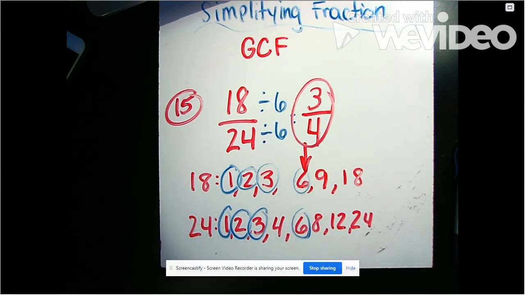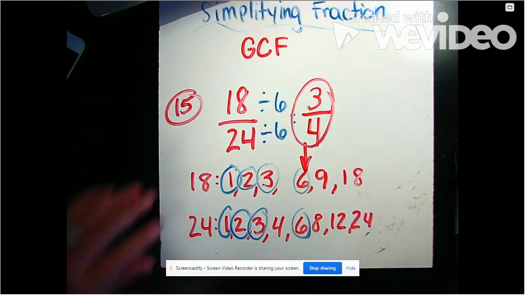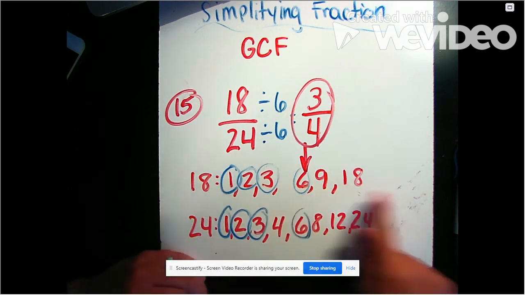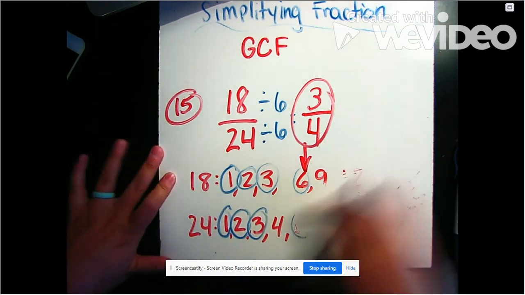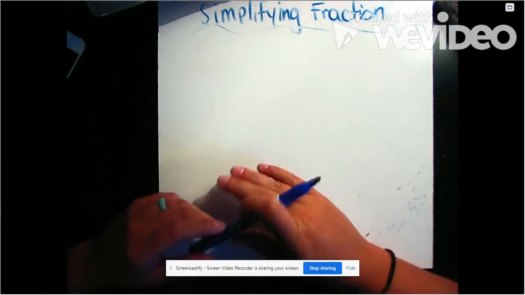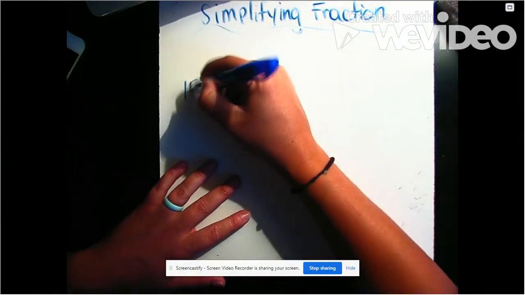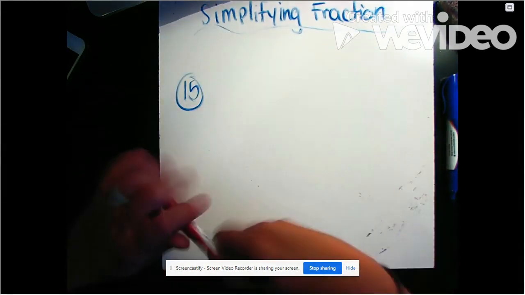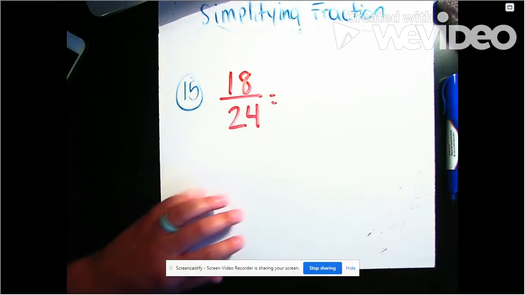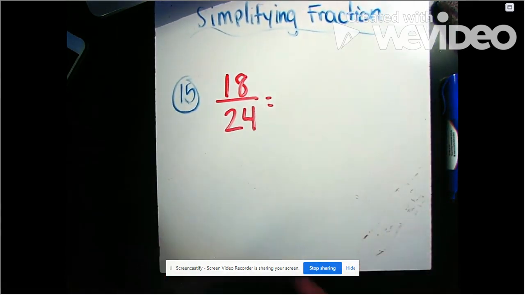Okay, so now that I've shown you method 1 of doing it, using the greatest common factor, let me show you another method, a method that might save you a little bit of time because you don't have to write out all of the factors. So this will be method 2. Let's go back to number 15 that we were just on, which was 18/24. And I want to find the simplest form.